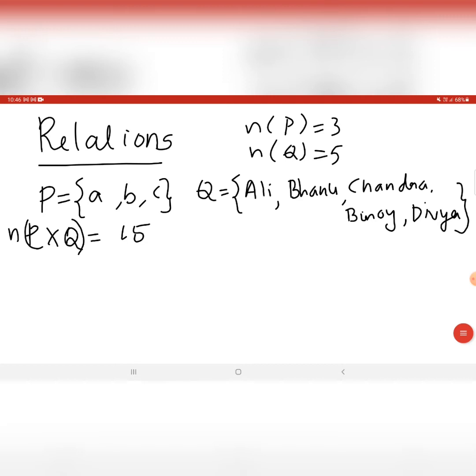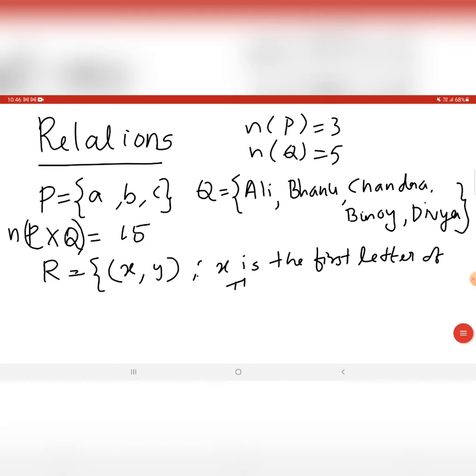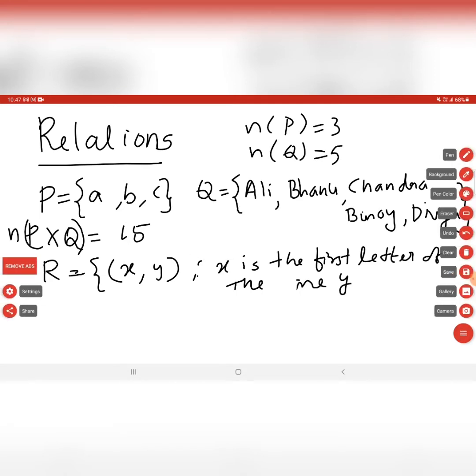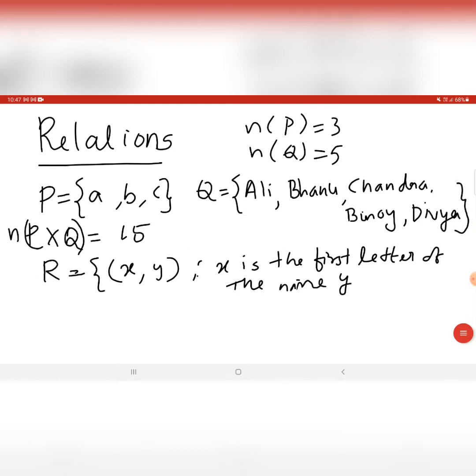Now I am going to define a set R, the set of all pairs xy such that x is the first letter of the name y, where x belongs to P and y belongs to Q.